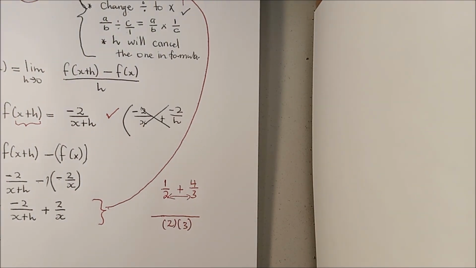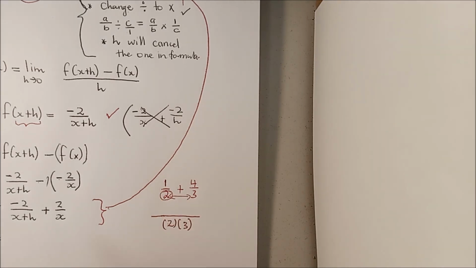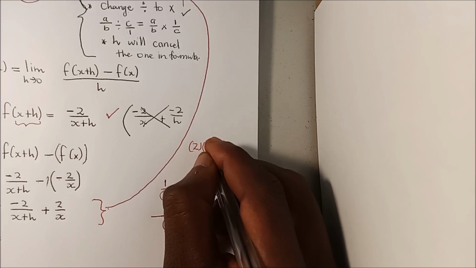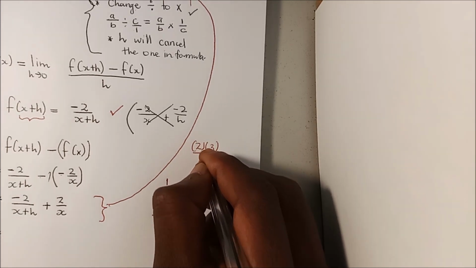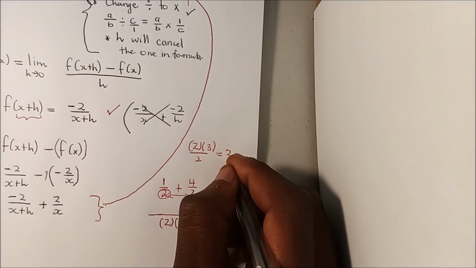And then, for the second part, you take 2 multiplied by 3 and divide it by the first denominator. The first denominator is 2, so 2 multiplied by 3 divided by 2. What will happen to the 2? 2 is the first denominator, so the answer will be 3.